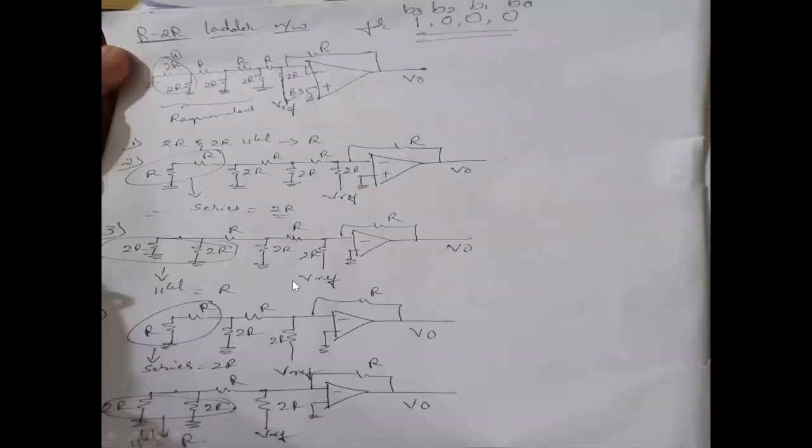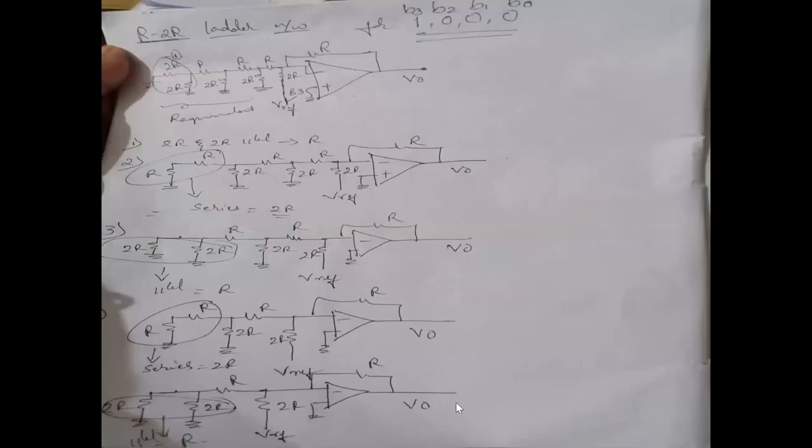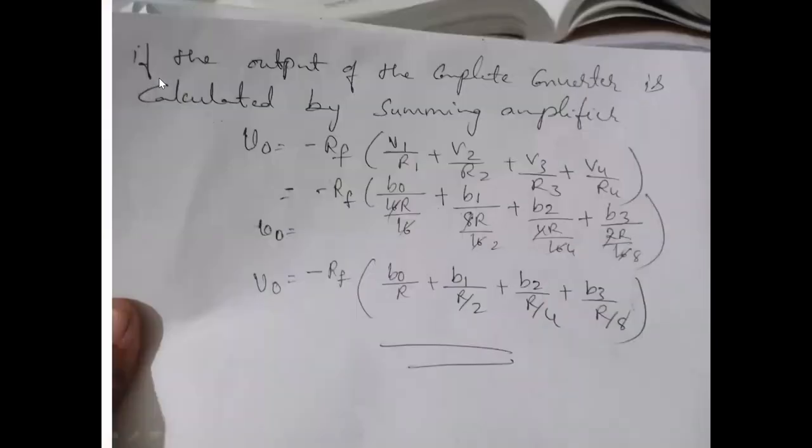Similarly, when input B1 is higher and the rest are all grounded, the output is going to be V reference by 8 into minus RF by R into B1. Similarly, when B0 is high, you will obtain the output voltage V reference by 16 into minus RF by R into B0.